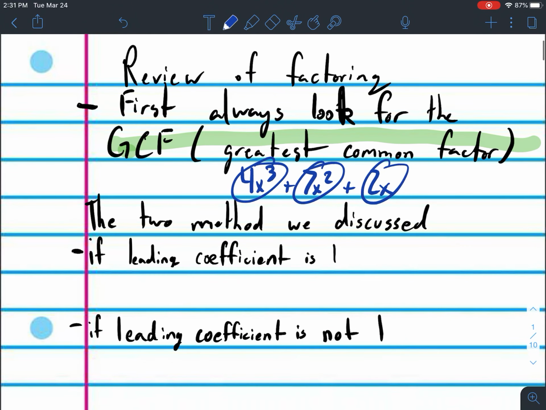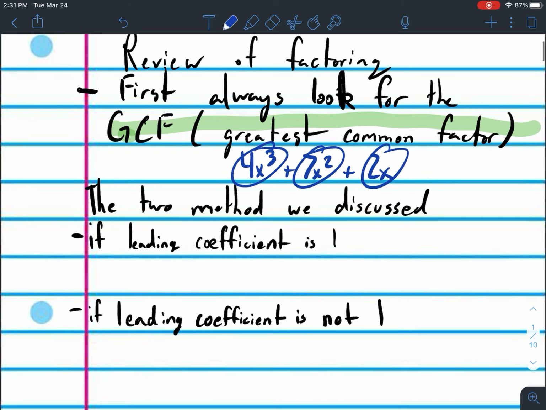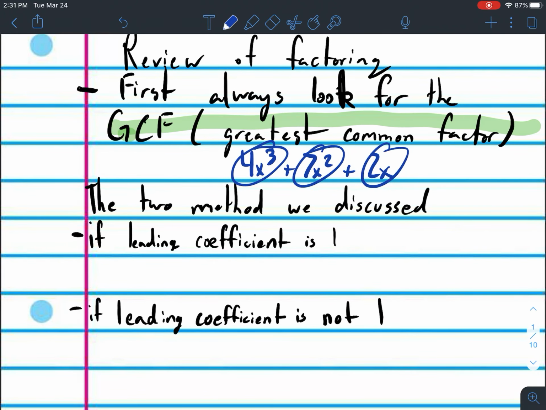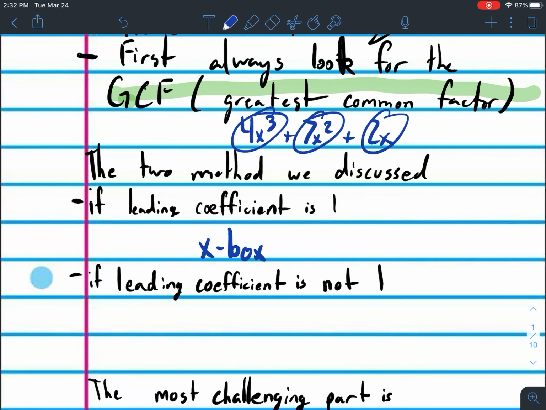Now, there are two ways we discussed: when the leading coefficient is 1 and when the leading coefficient is not 1. When the leading coefficient is 1, what method do we use? We use the x box. And now if the leading coefficient is not 1, we use the umbrella method. Now, it really just depends. Make sure your equations are always set up in standard form where the highest exponent is first.